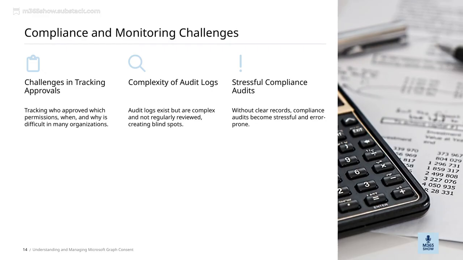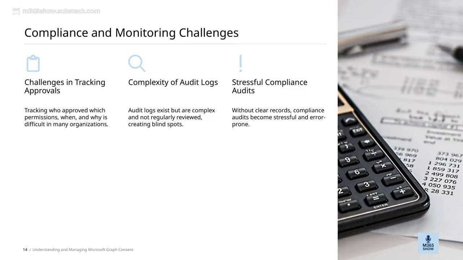One of the key issues is that without clear records, compliance audits can quickly become stressful and prone to errors. When you don't have a straightforward way to track permissions and approvals, it's easy to miss important details. Additionally, while audit logs do exist, they tend to be quite complex and are not reviewed regularly. This creates blind spots that can lead to gaps in our understanding of how permissions are granted and used.